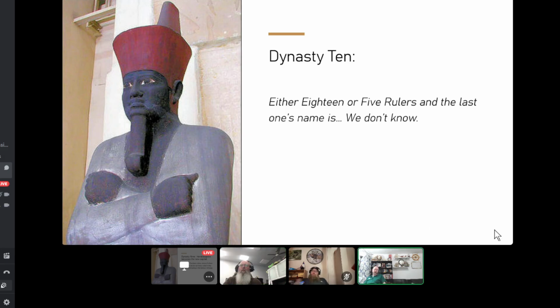So in Dynasty 10, there were either 18 or 5 rulers. The last one's name is, we don't know. It's literally a blank. Okay, in Menethos, and that was the last of the slides.